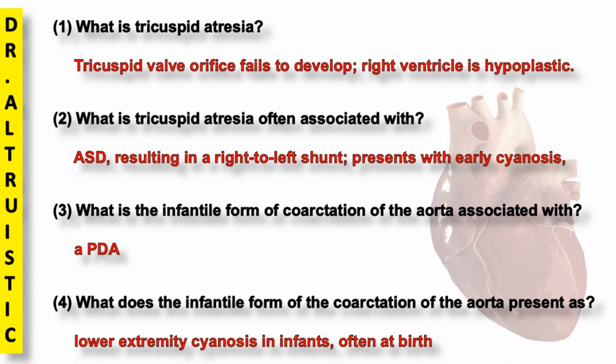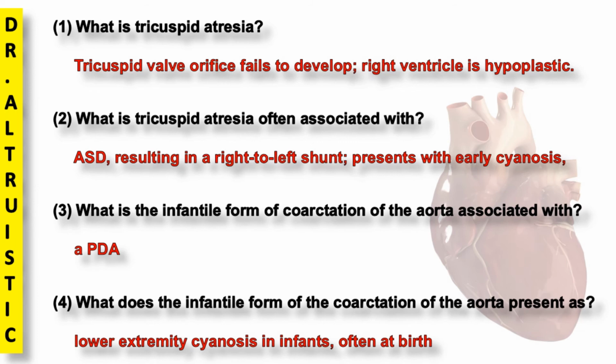1. What is tricuspid atresia? Tricuspid valve orifice fails to develop, right ventricle is hypoplastic. 2. What is tricuspid atresia often associated with? ASD, resulting in a right-to-left shunt, presenting with early cyanosis.